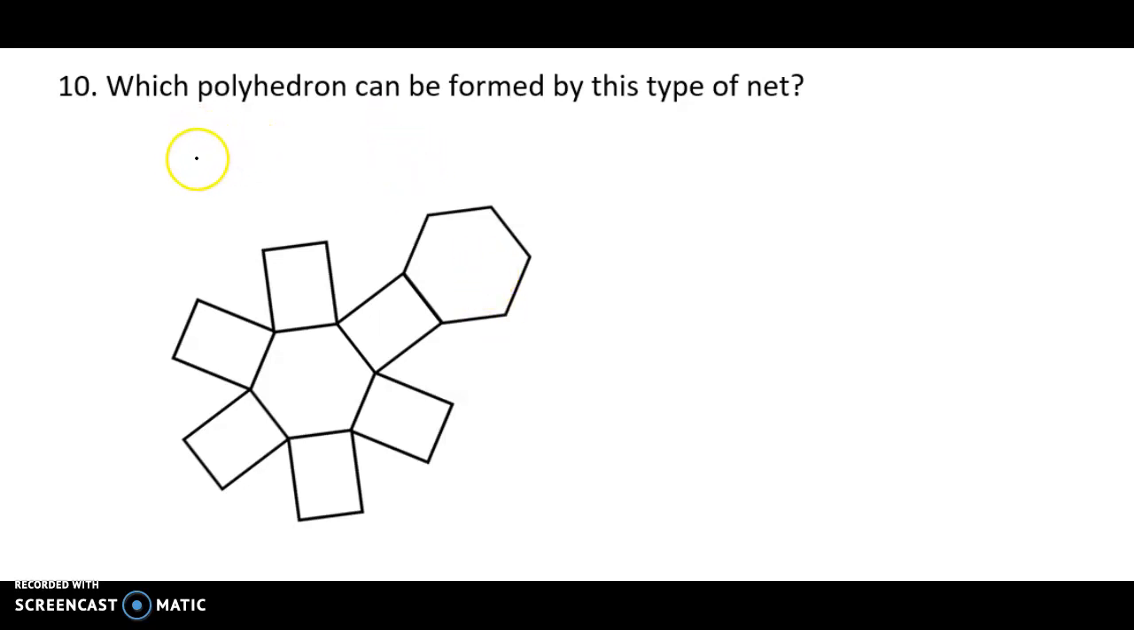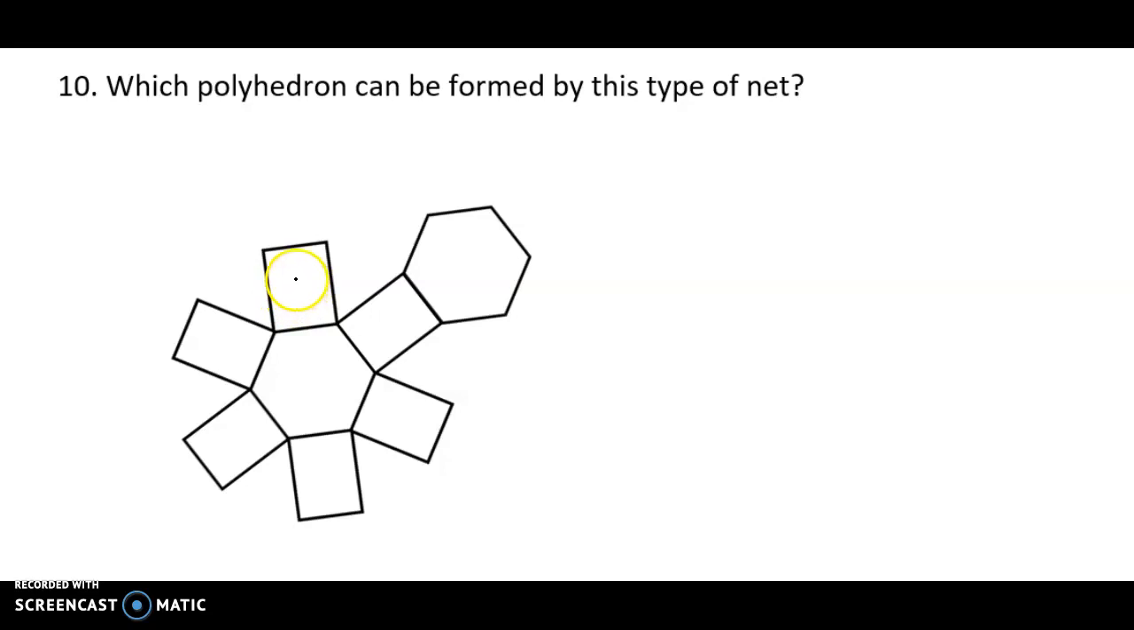In this question, it says which polyhedron can be formed by this type of net. So what we know about a net is that essentially it's the unfolded faces of the three-dimensional object, in this case some type of polyhedron. So what we'd like to do is identify the types of faces and the number of those types of faces we have here, and then look for a corresponding example in our choices which are given below.